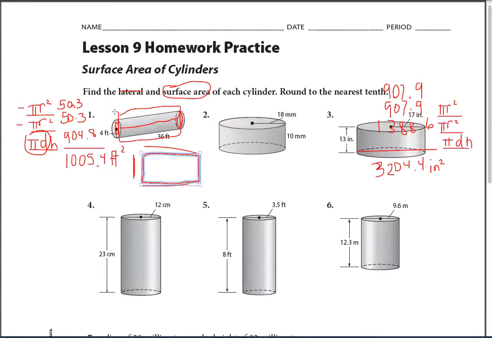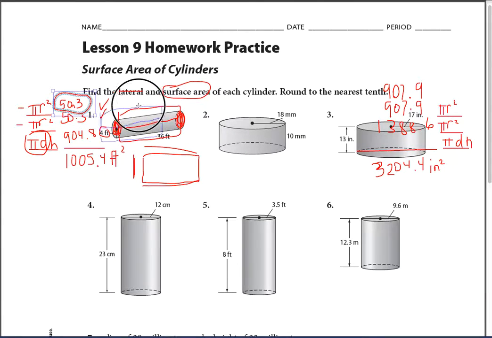So what I'd like for you to do on number 1 is write down 3 blanks and put pi r squared, and then pi dh. And then to the right of that, let's plug numbers in. Pi times radius squared. Well, the radius of the circle is 4. 4 squared is 16. 16 times pi is 50.3. And I wrote that twice because there's a circle on this end and then there's a circle on this end.